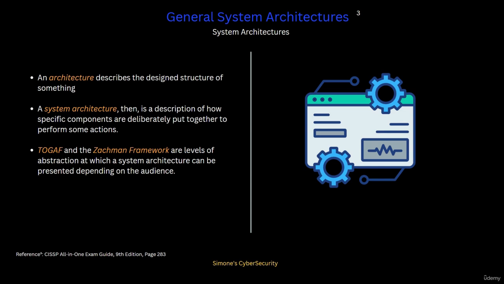certain actions. For example, in IT, the architecture of a web application might show the database at one end, the application server in the middle, and the web front end that users interact with. Similarly, in OT, the architecture of a control system might show sensors feeding data into a PLC, which then sends commands to actuators to control some physical processes.